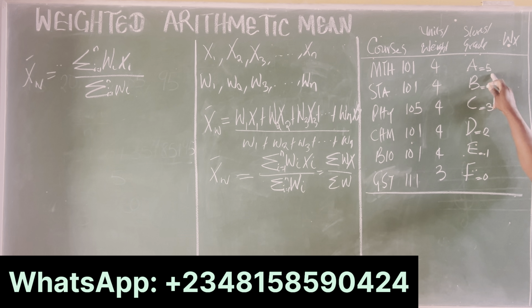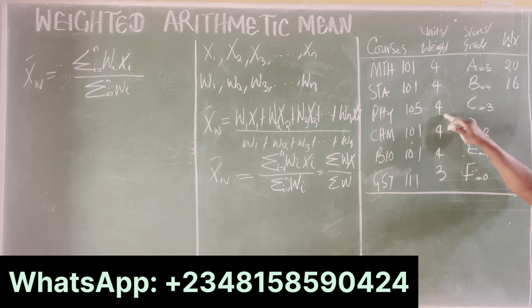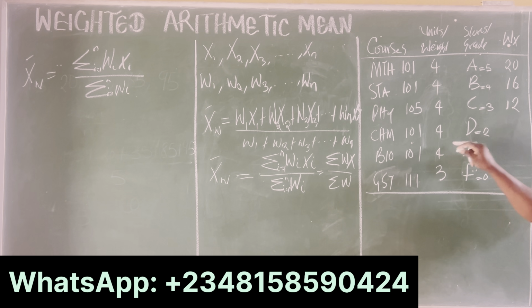So 4 times 5 will be 20. Now 4 times 4 will be 16. 4 times 3 will be 12. 4 times 2 will be 8. 4 times 1 will be 4. 3 times 0 will be 0.